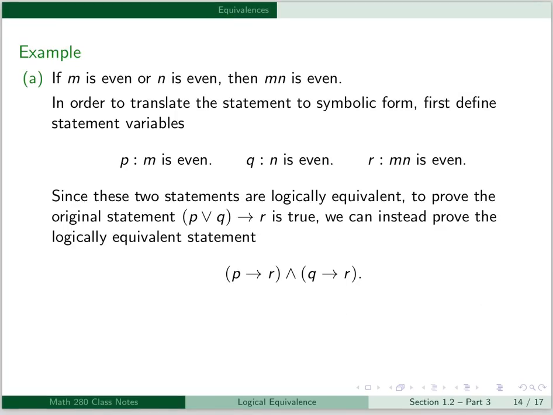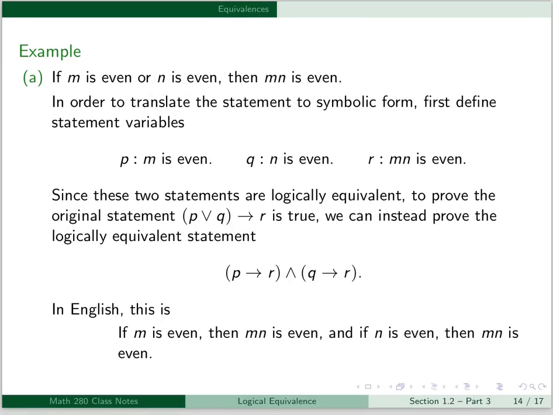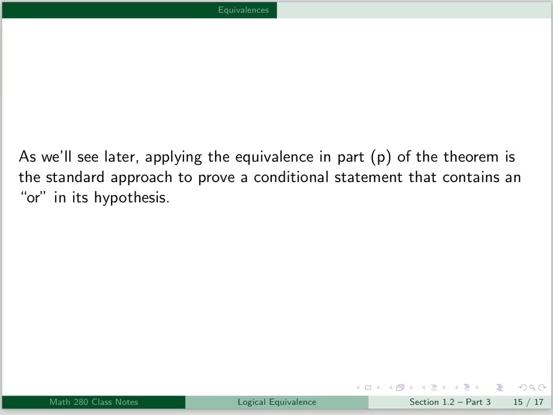Since these two statements are logically equivalent, to prove the original statement P or Q implies R is true, we can instead prove the logically equivalent statement P implies R and Q implies R. In English, this is, if m is even, then m times n is even, and if n is even, then m times n is even. So the point is, instead of proving the statement in its original form, we can prove this logically equivalent statement. As we'll see later, applying the equivalence in part P of the theorem is the standard approach to prove a conditional statement that contains an or in its hypothesis.